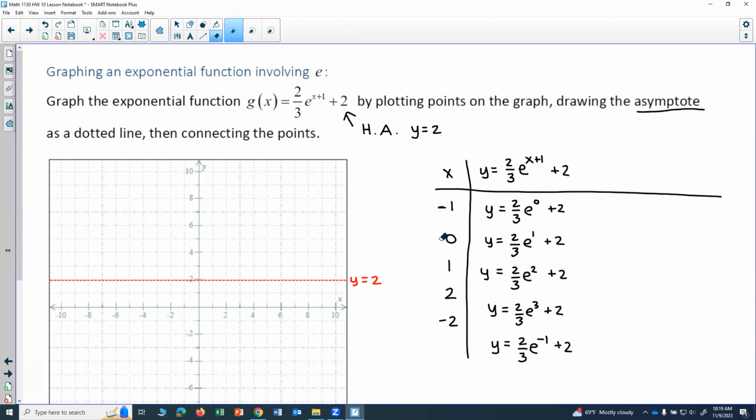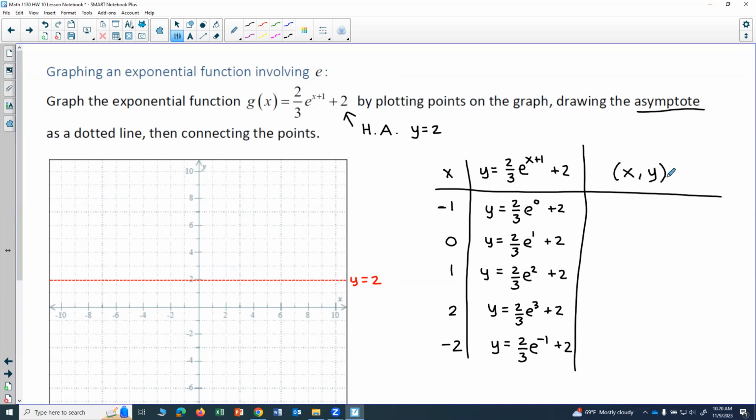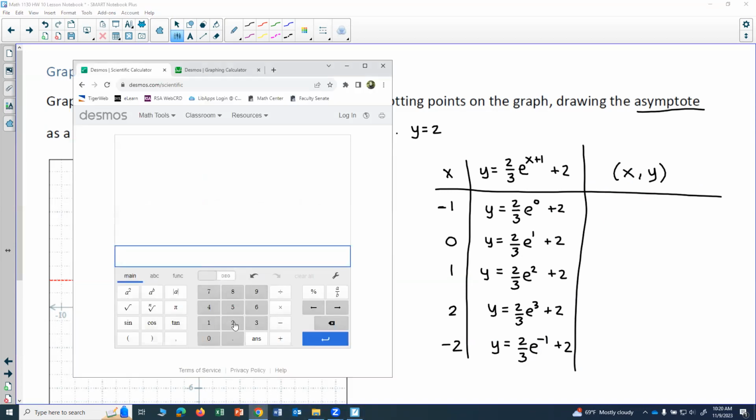Let me line these up just a little better. So I had 0, 1, 2, and -2. Here was x equals 0, x equals 1, x equals 2, and x equals -2. And we're trying to get our ordered pairs x, y. Okay, so now that I've simplified a little, let me come back over here and try that again.